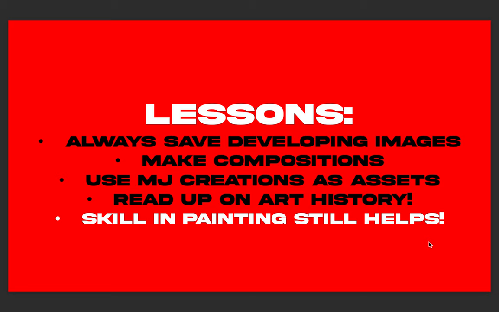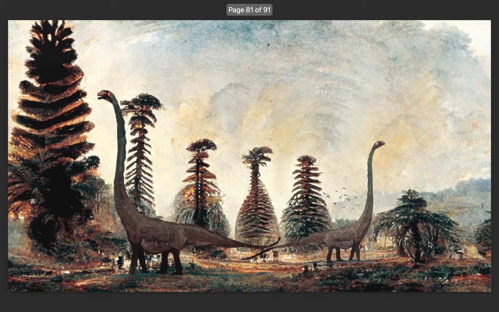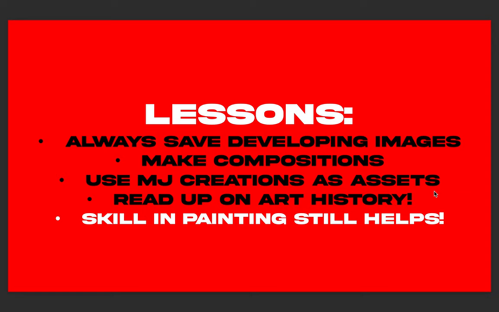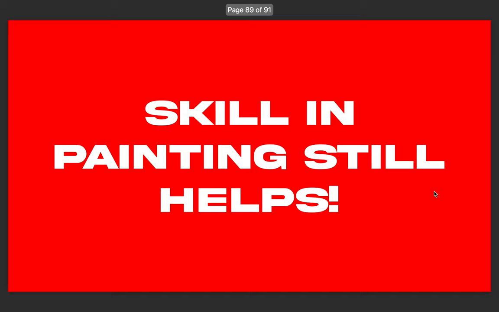And of course, a skill in painting still helps. Even if you don't edit these creations later on, the way you understand how light and shadows work, how colors work, for example, because I've been painting, I could tell the beauty in here. Because in painting, there's a rule. If something is distant, it appears pale and bluish and blurry. So I could appreciate that and composite my images that way. And these two last lessons should be shouted from the mountaintops like a prophet. Read up on art history, and a skill in painting still helps.